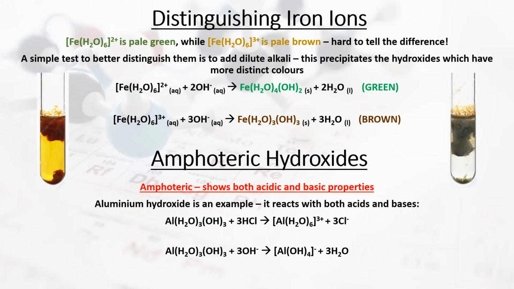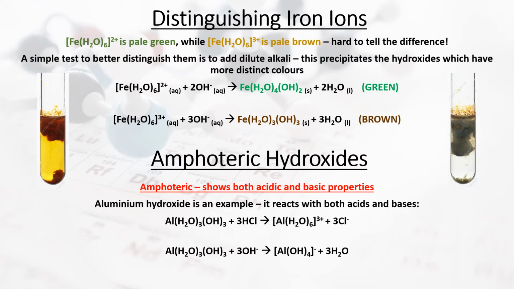Another test to distinguish between the ions is to add dilute alkali. The Fe2+ hexaaqua ion is a pale green colour. The Fe3+ hexaaqua ion is a pale brown. Colour is very subjective, and these two colours tend to be quite similar to see. It's very difficult to tell if you have one or the other. So the test to properly distinguish between them is to add some dilute alkali.